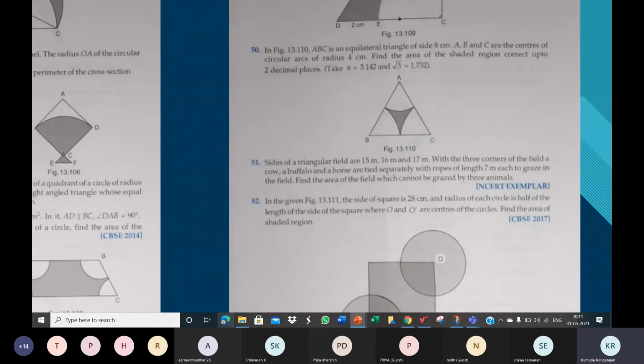No, but we can find the collective area of the three sectors. Yes, children, I want that answer now from you. What is the area of the three sectors? Ma'am, 77 meters.